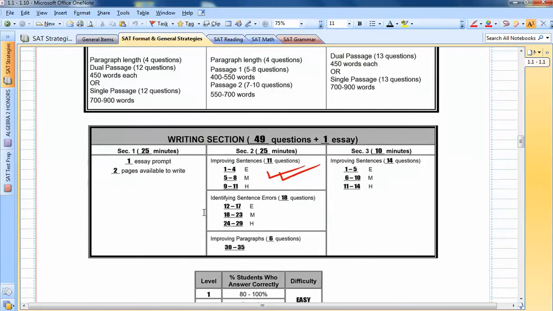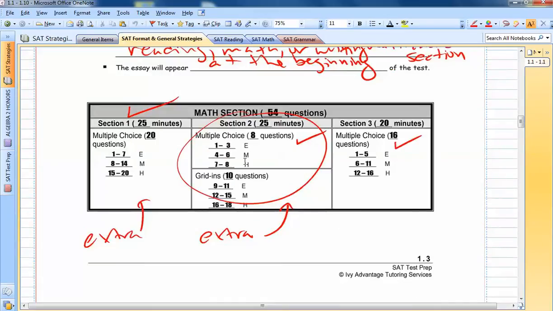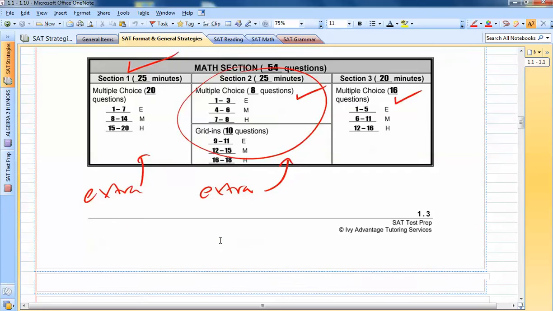Actually, I could even show you right now. There's one math section that goes 1 through 8, multiple choice, and then 9 through 18 grid-ins. You're probably better off skipping 7 and 8 and doing 9 through 11 before you do 7 and 8. So keep that in mind.